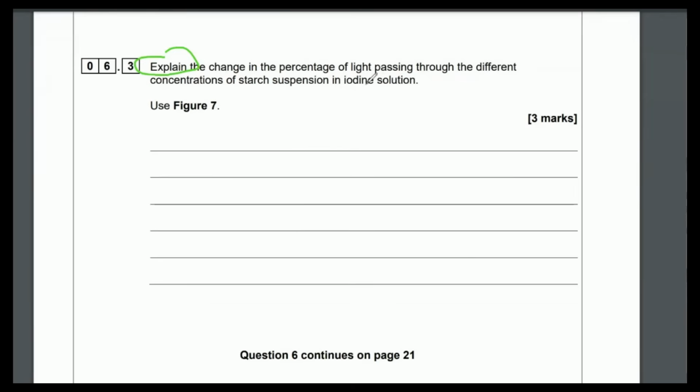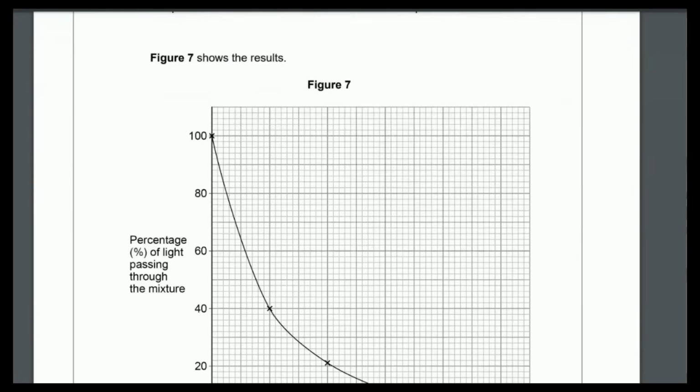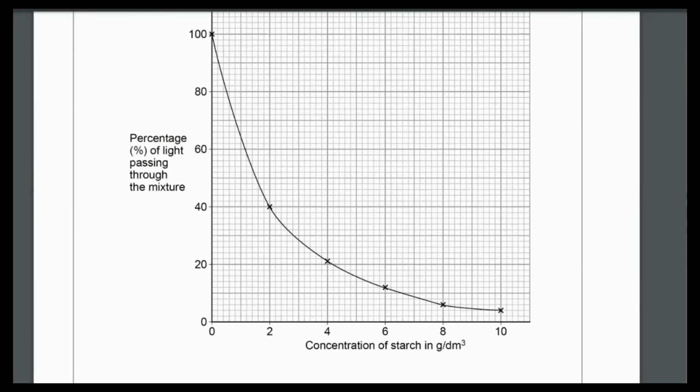6.3, explain the change in the percentage of light through the different concentrations of starch suspension in iodine solution. Notice I've circled explain, that's the command word. It means don't just describe it. You will get 1 mark for describing, but the other 2 marks are for using science. So we need to say what is happening to the percentage of light passing through the mixture as we increase the concentration of starch. So the higher the concentration of starch, the lower the percentage of light passing through the mixture.